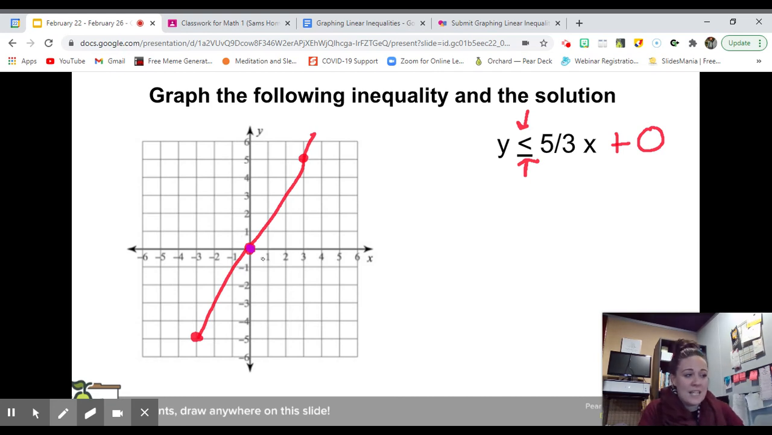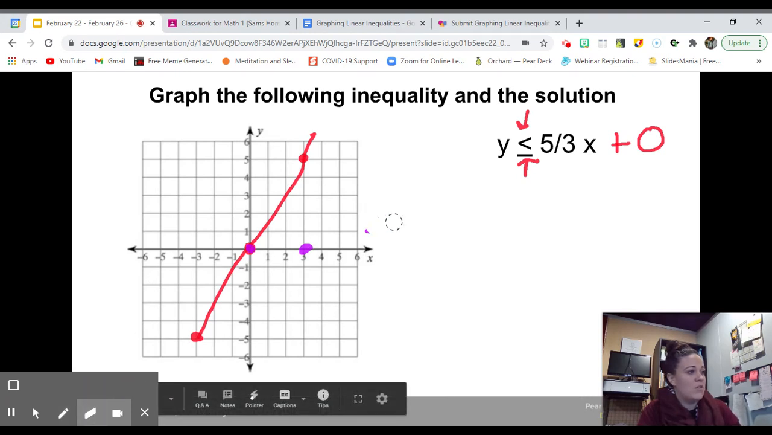Another one that I see that could include a 0 could be anything on the x-axis. So we have 5/3. Let's choose something that has a 3 on it so my fractions will come out nice. Okay, so let's use the point (3, 0).